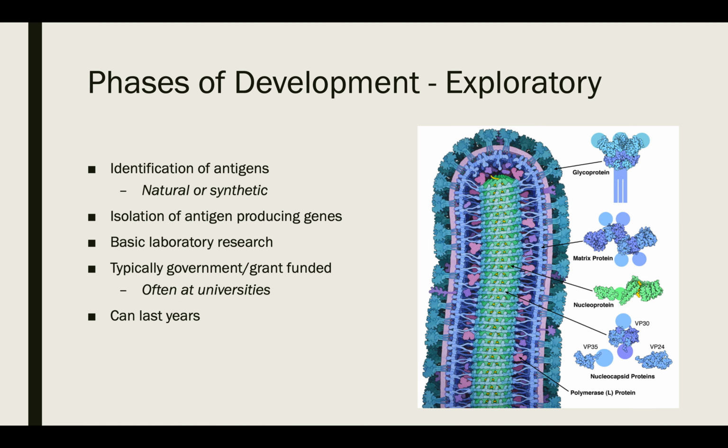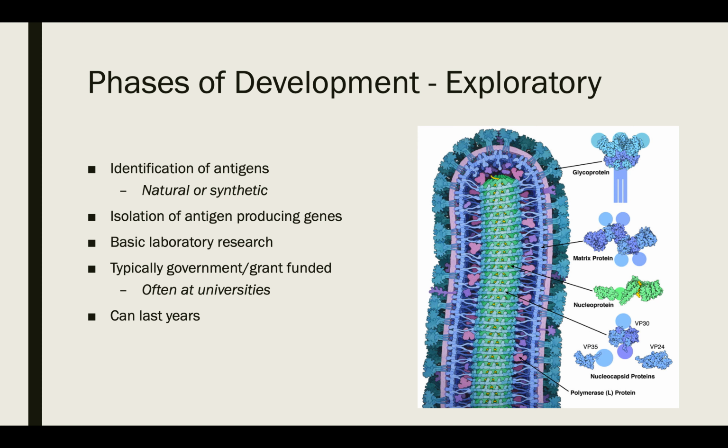Okay, so the exploratory phase. This is when researchers are identifying the antigens. They could be natural or synthetic. They could be making antigens and seeing if they're similar to, this is actually Ebola virus, seeing if they're similar to the natural antigens and if they would work. During this phase, they will also isolate the antigen producing genes. So what gene of the genome of that pathogen produces that specific antigen, that protein.